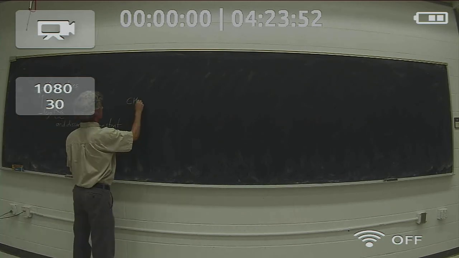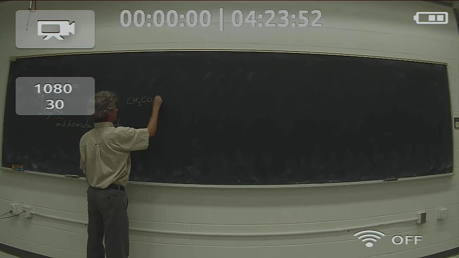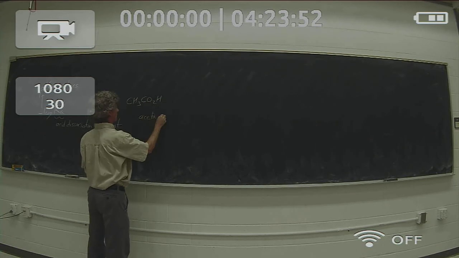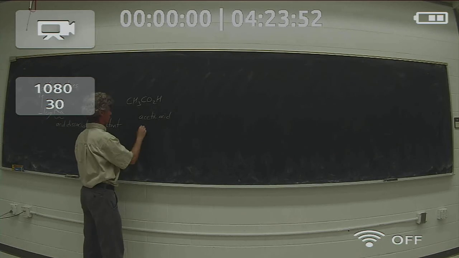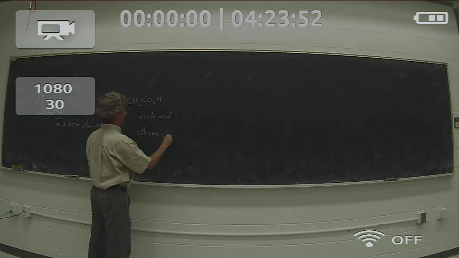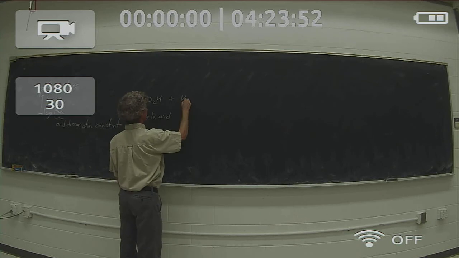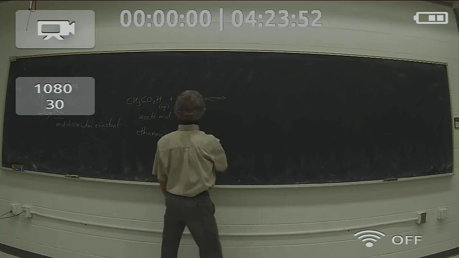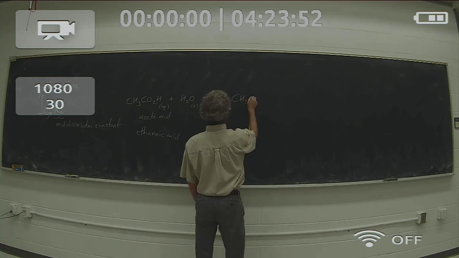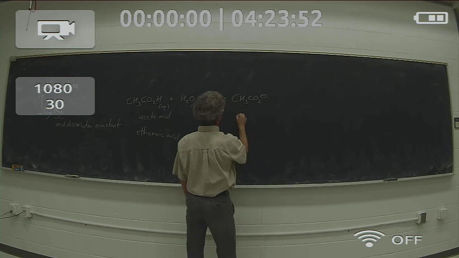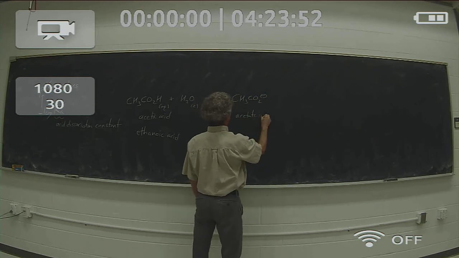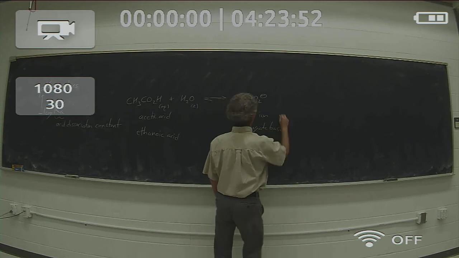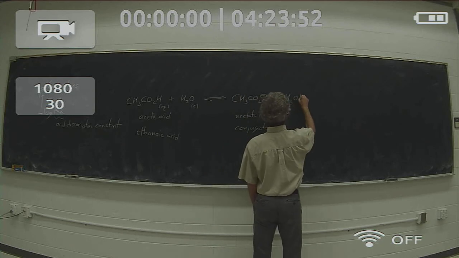For an acid like acetic acid, which you now know is also called ethanoic acid, reacting with water, it donates its proton to form acetate ion. Now the acetate is the conjugate base. And the hydronium ion is now the conjugate acid.